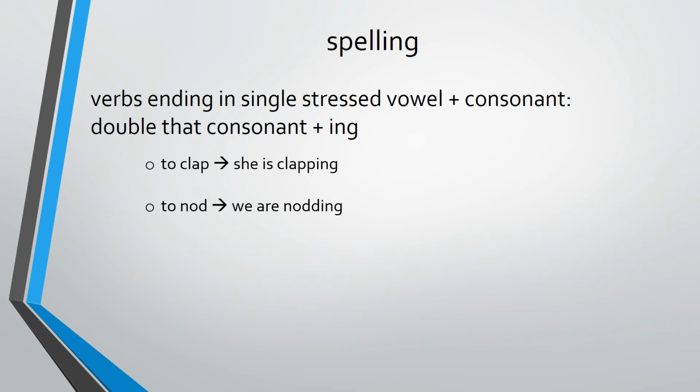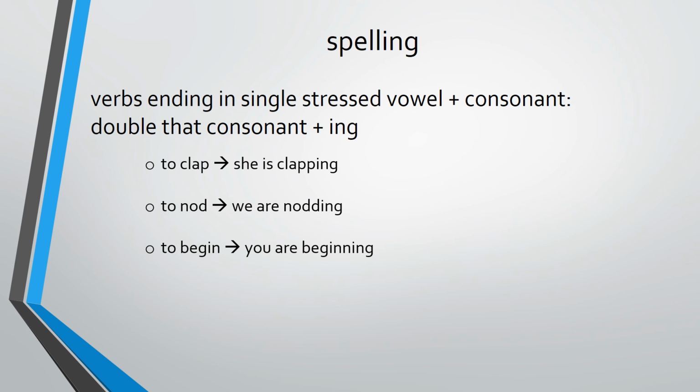To nod, same thing as with to clap. It's a single stressed vowel that is followed by a consonant. Then we double that consonant, which in this case is the d. Now, these aren't that hard because there's only one vowel, so that's the only one that can be stressed. But to begin, there are two vowels, so then you really need to listen which one of them is stressed.